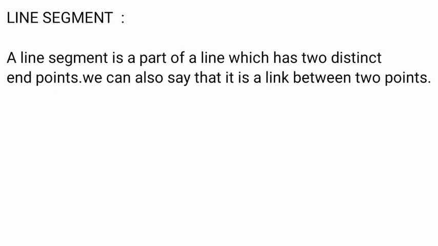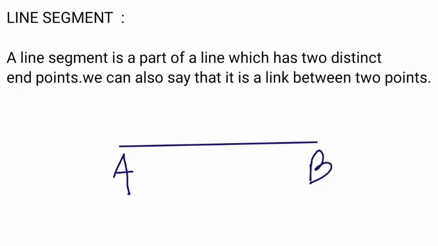Line segment. A line segment is a part of a line which has two distinct endpoints. That means we cannot elongate or stretch from both the points. That means it has only a definite length. We can also say that it is a link between 2 points. Here in this diagram, AB is a line segment which has a definite length.